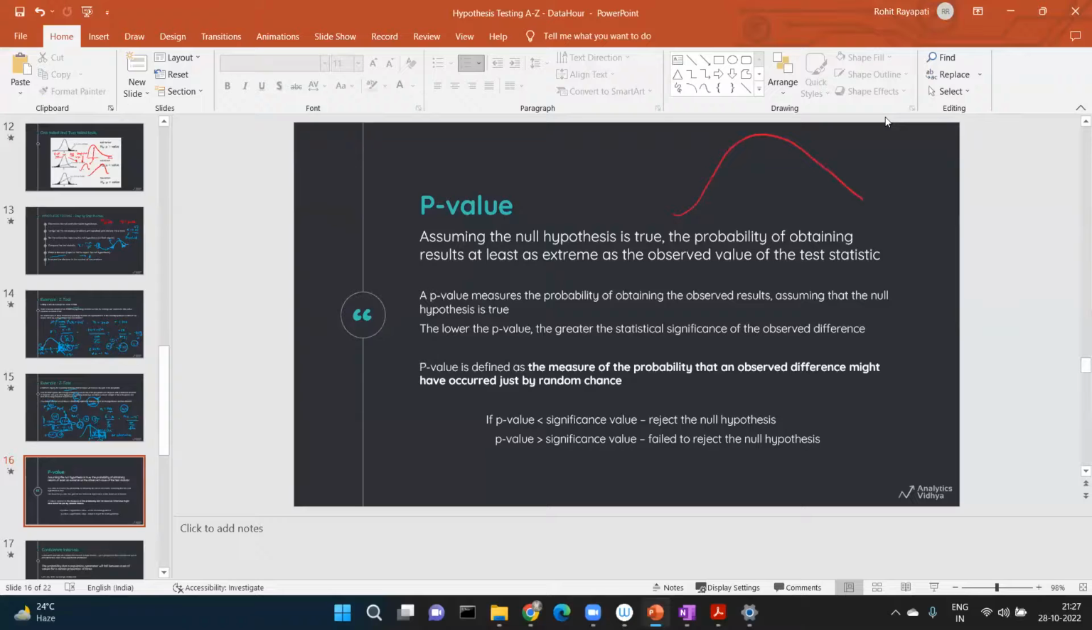Consider the same probability distribution like this. I have my mu here, the mean, and my z statistic. The critical value is this, which is say 1.645 in the previous example. How did we get 1.645? It is just dependent on the significance value that you are selecting. It's not dependent on the sample data distribution. So for the 5% significance value, my z score is 1.645, which is here.